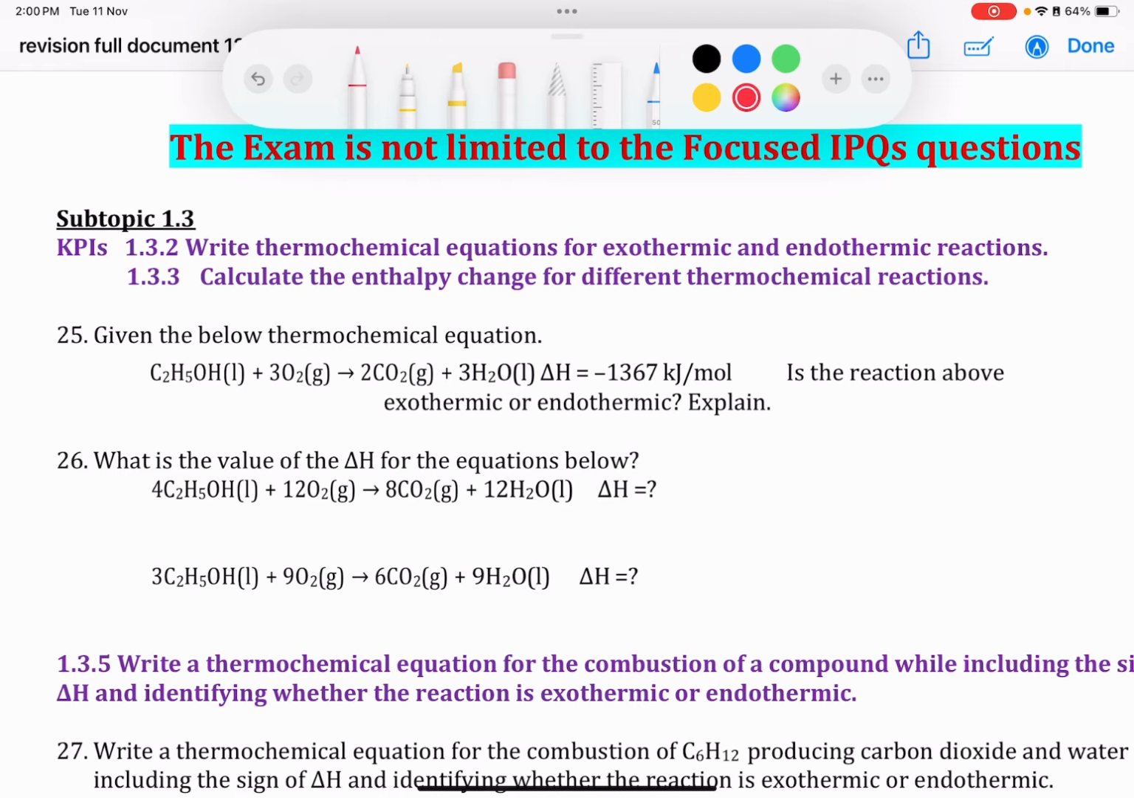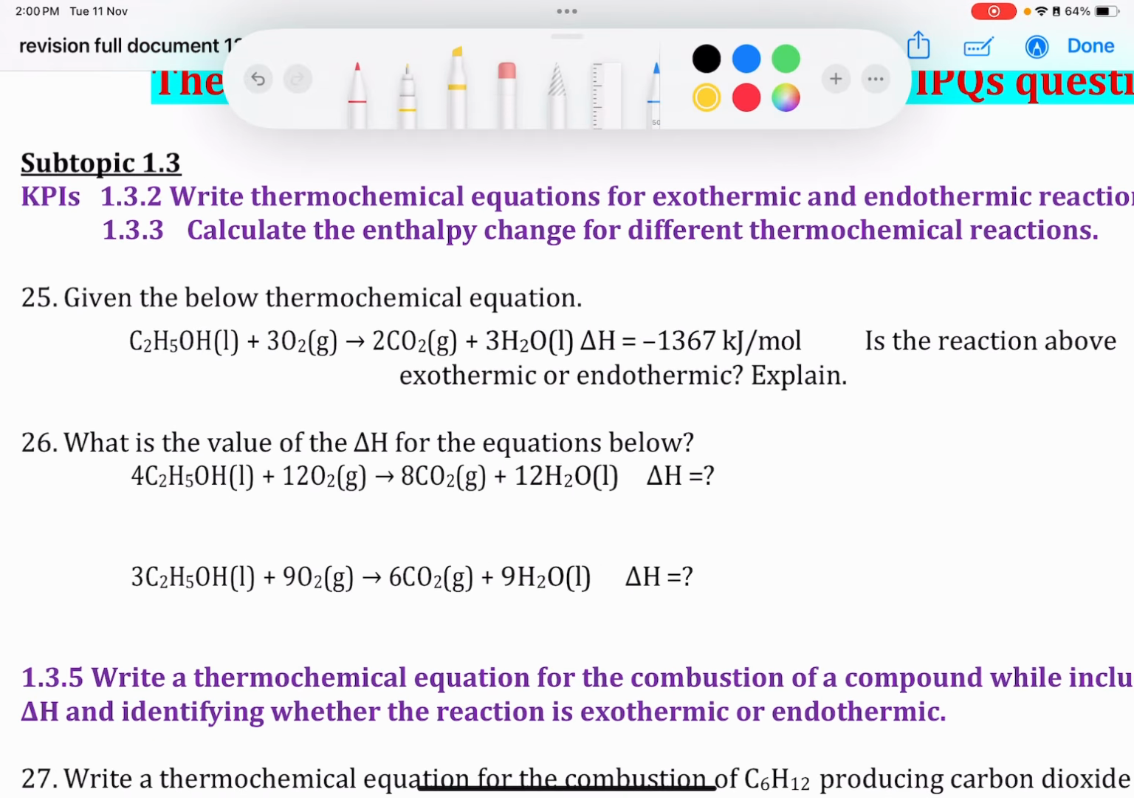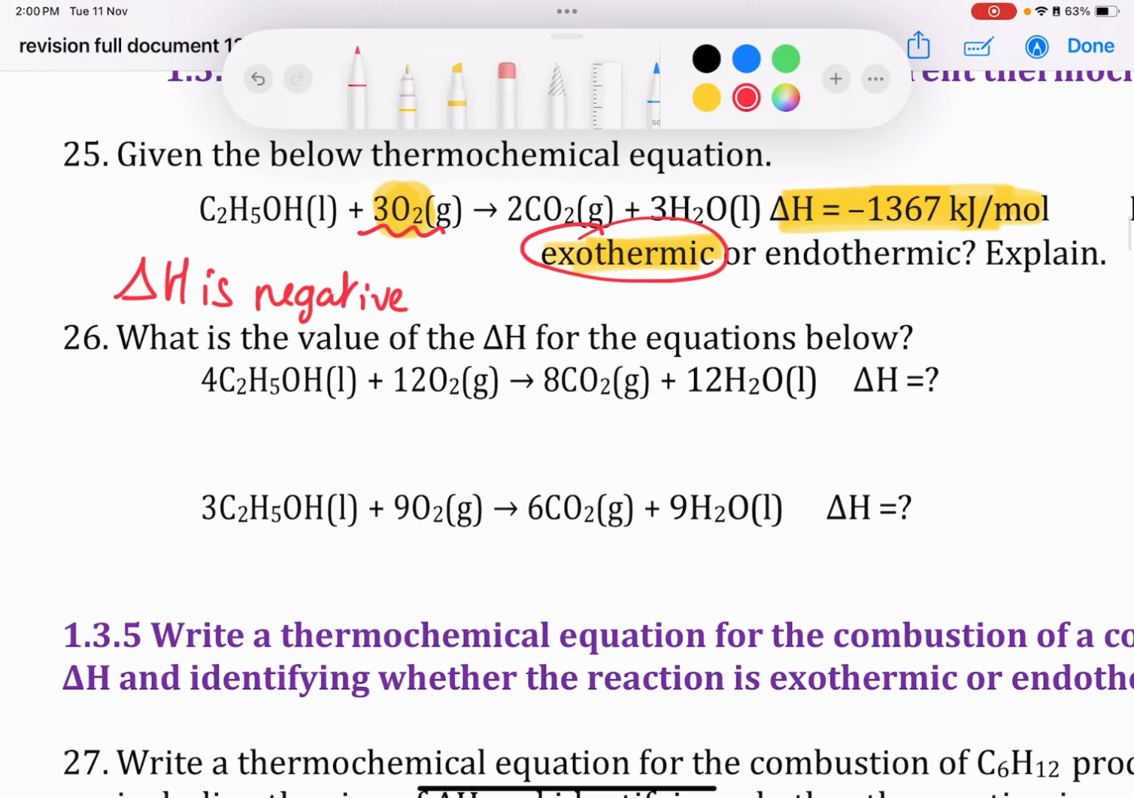Moving on. Given the below thermochemical equations, I'm looking at this one, I see a combustion reaction, and I see a negative delta H written next to the equation. Is the reaction above exothermic or endothermic? Since the value of delta H is negative, or because this is a combustion reaction, I can say that this reaction is exothermic.